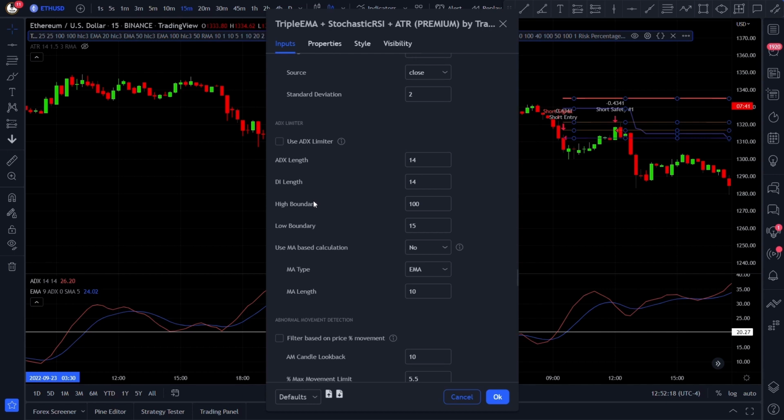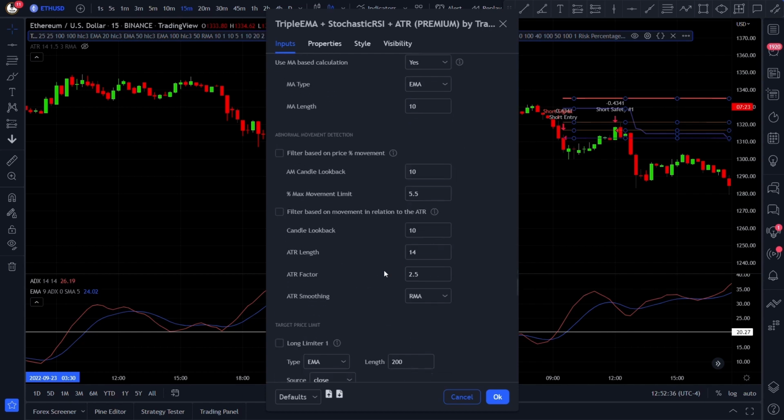If you want to set this version of the ADX filtering up, change the Use EMA base calculation option to Yes. Then choose the moving average you want to use at the EMA type section. Finally, you can set the moving average length at the EMA length section. We only have a few filters left, so hang on.